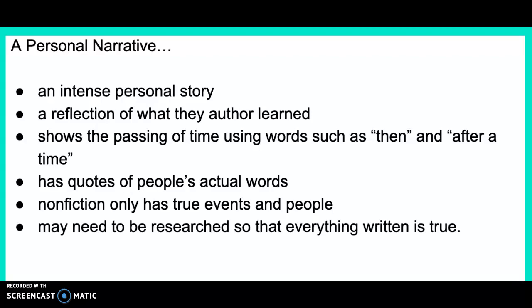A personal narrative is non-fiction only and has true events and people. This is not a fiction story. A personal narrative is a true story. And a personal narrative may need to be researched so that everything is true. Again, it goes back to the true story. If you are writing about yourself or something that happened, you may have to do a little research and dig into some of those details to make sure they are absolutely true.